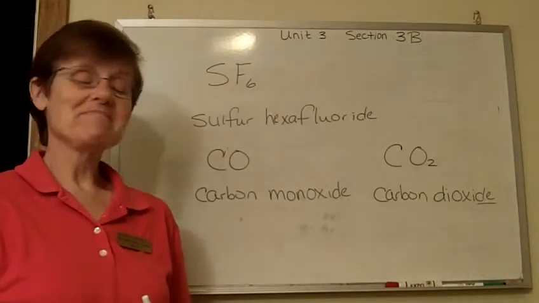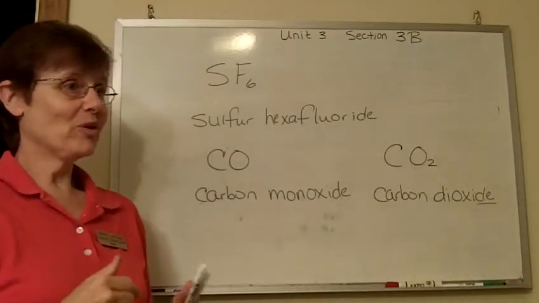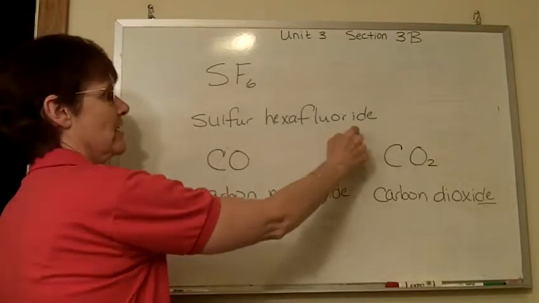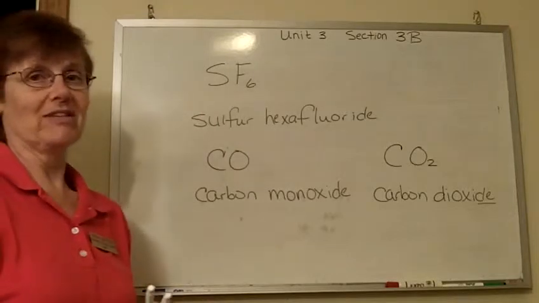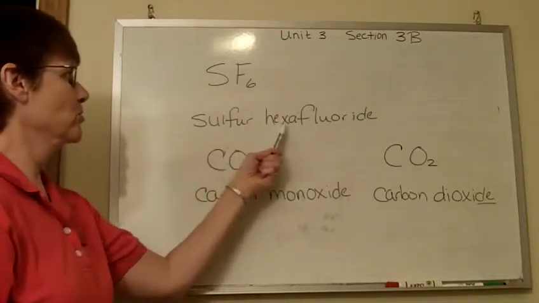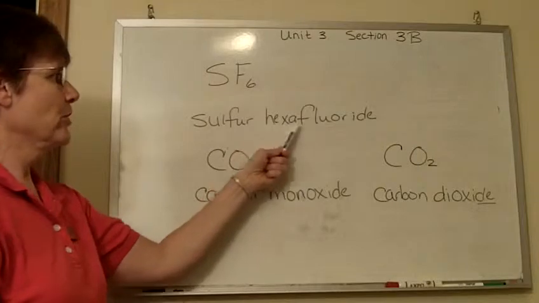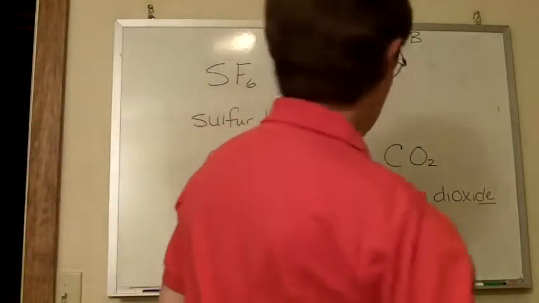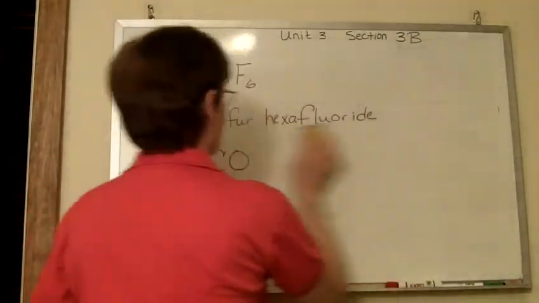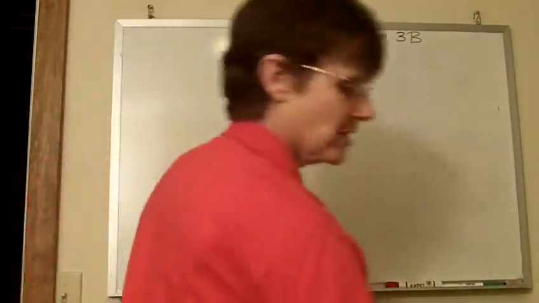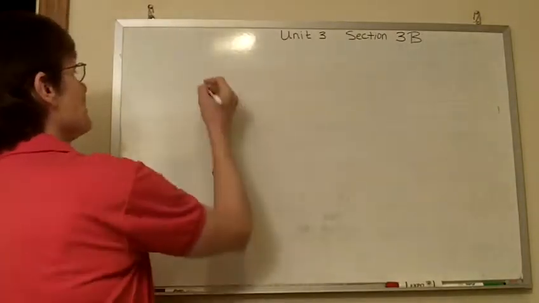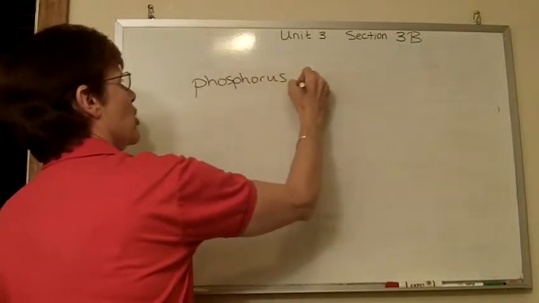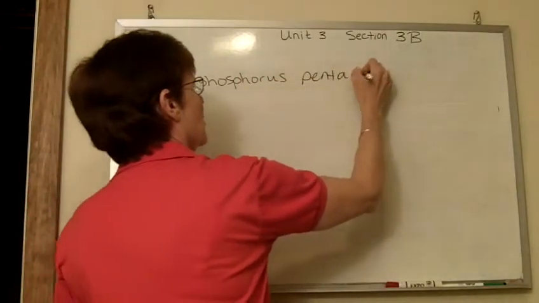So pretty simple, right? Now, it's even simpler going the other way, because if you're given the names, it's very easy to write the formulas, because all you have to do is identify your 2 elements, then remember what the prefix means and use that as a subscript. So let's try a couple of those. Let's say that I am given the name phosphorus pentachloride.